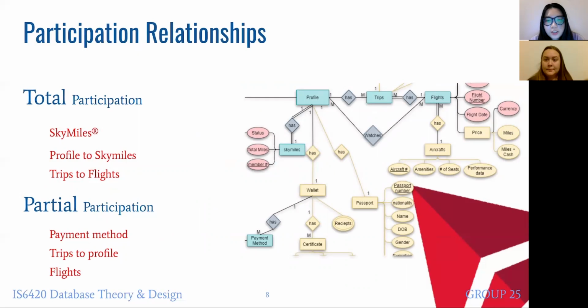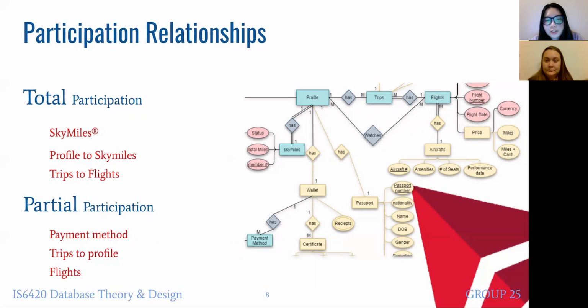We have 3 total participation relationships. First and second, each user will have exactly one SkyMiles profile, and each SkyMiles member will only be related to one user. The last one is that there will be exactly one flight related to each trip.